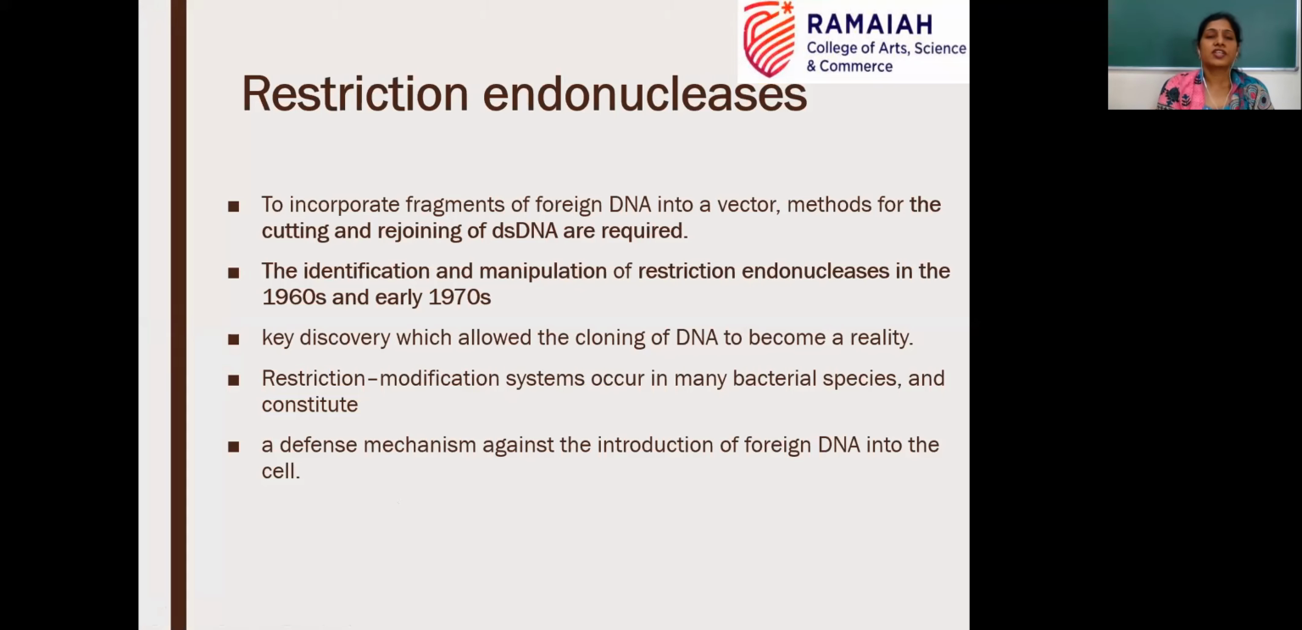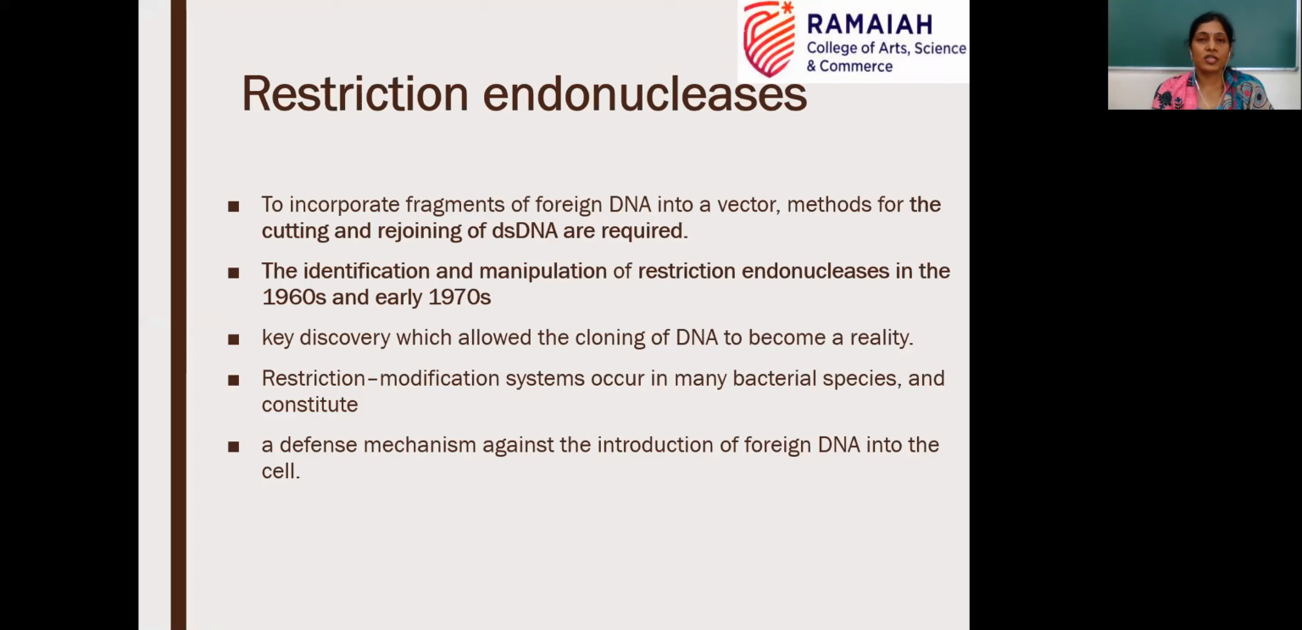As I told you, these restriction endonucleases are required to incorporate the fragments of foreign DNA into the vector, for which methods for cutting and rejoining the DNA molecules are required. The identification and characterization of these restriction endonucleases was done sometime in the 1960s and early 70s. As I mentioned, this has become the key discovery that allowed the cloning of DNA to become a reality.